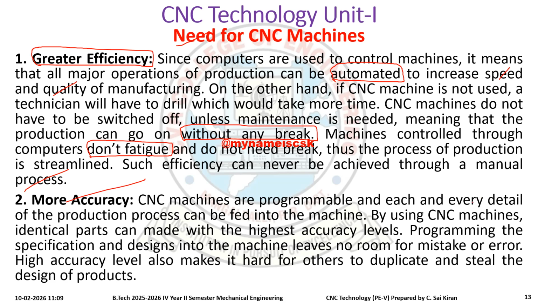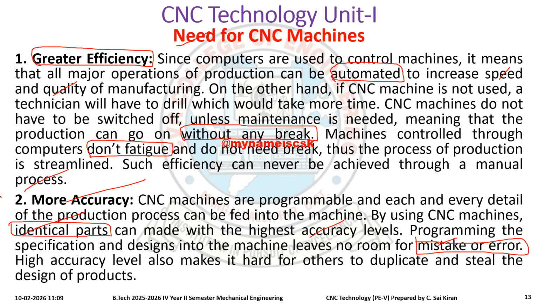Next, more accuracy. CNC machines are programmable, and every detail of the production process can be fed into the machine. By using a CNC machine, identical parts can be made. If you are manufacturing the same parts again and again, the CNC machine will give more accuracy and identical parts. If two parts are manufactured by a CNC machine, they will be the same without any error, because the program is the same and the machine is the same. Then you will get identical parts with the highest accuracy. The programming specifications and design of the machine leave no room for mistakes or error. So we get higher accuracy.